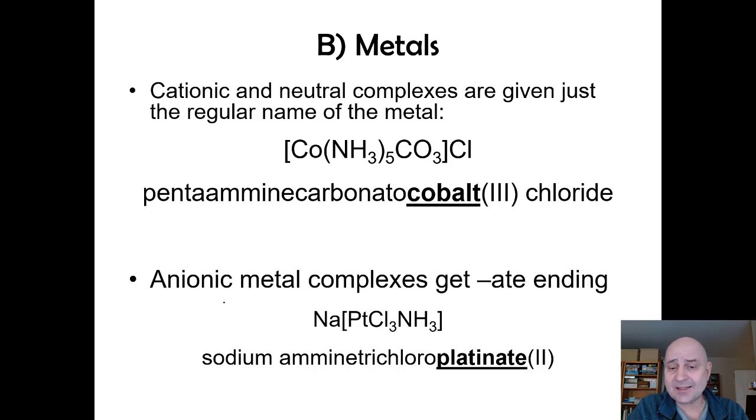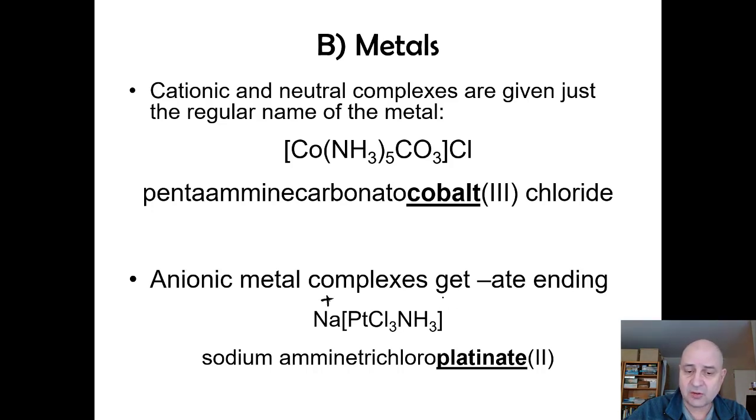So now to the metal. The metal always gets the oxidation state with Roman numerals, as you are used to from ionic naming of very simple compounds, iron 3 acetate, things like that. Copper 1 oxide, we always use the Roman numeral. If your coordination compound is either neutral or positively charged, then the metal name is just the name from the periodic table, so cobalt or iron or platinum.